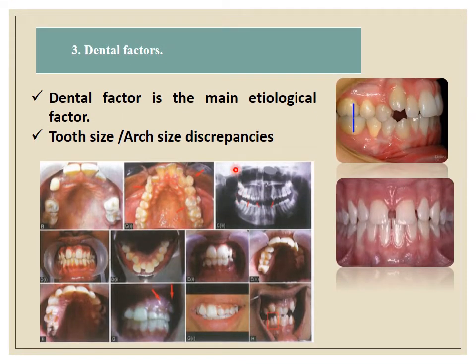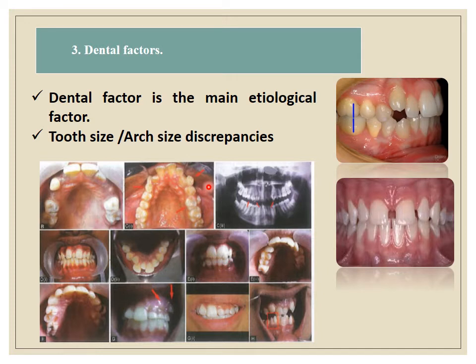The main etiological factor for class 1 malocclusion is the tooth size-arch size discrepancy. Like if we have an excess of teeth material, the patient is expected to have crowding. Or if the tooth material is less than the arch size, we will have spacing. Of course, we have other important dental factors like early loss of deciduous teeth or prolonged retention of deciduous teeth.